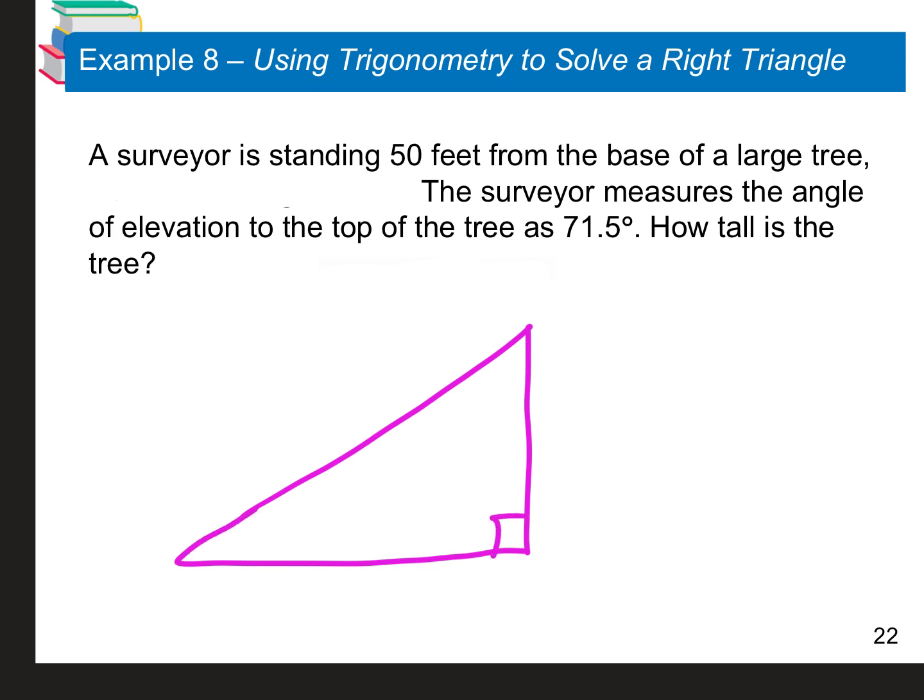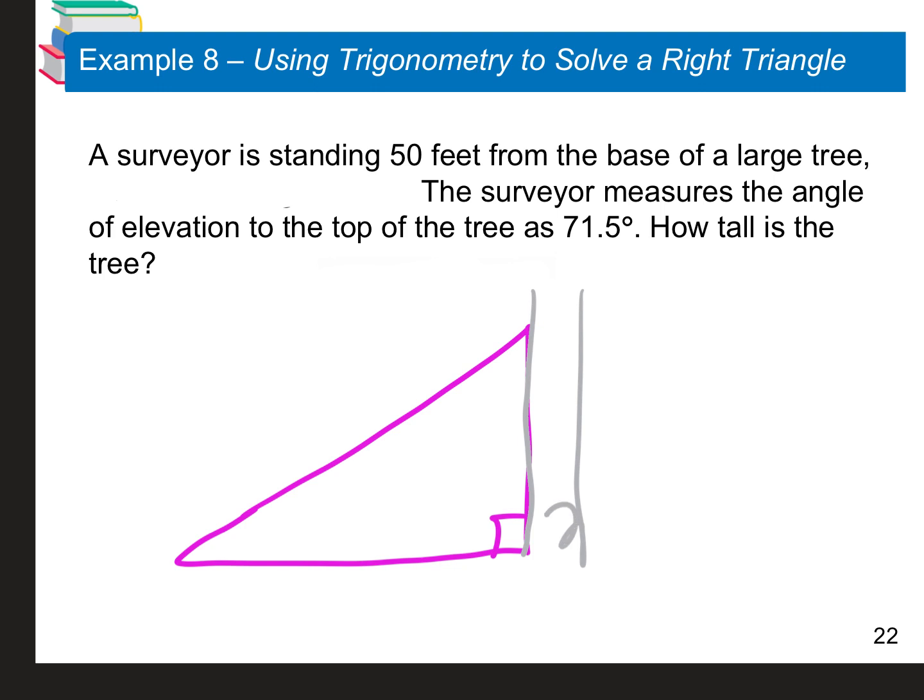Just start, you know it's a right triangle, so let's see what they tell us. They said a surveyor is standing 50 feet from the base of a large tree. All right, guys, where is the tree? Is the tree laying down on the ground? No. Is the tree leaning up against something? No. It's just a big tree.